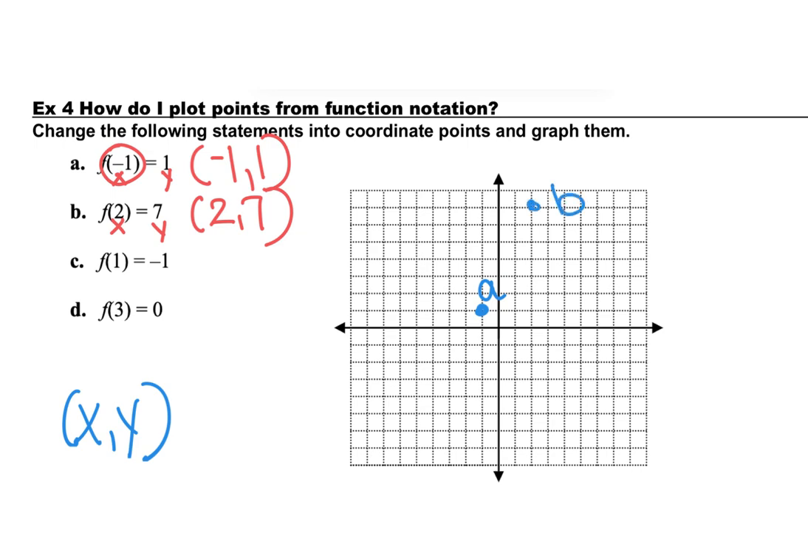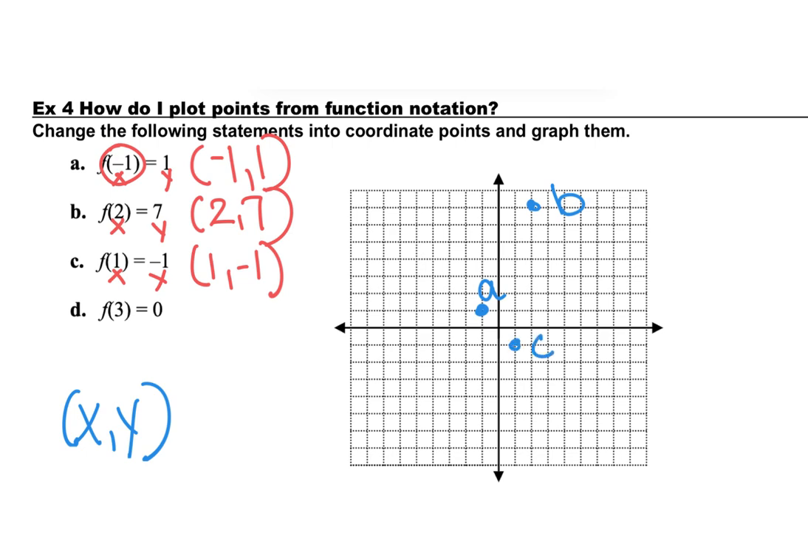And this is letter B. f of 1 is equal to negative 1. All right, so f of 1 is equal to negative 1. Here's my x, this is our y, so the point is 1, negative 1. All right, so we're going to walk over 1, and down 1.